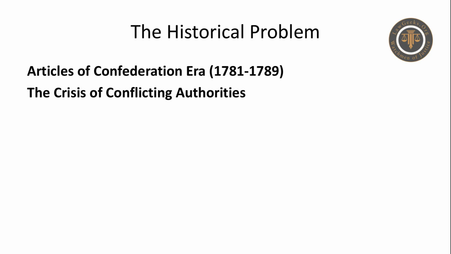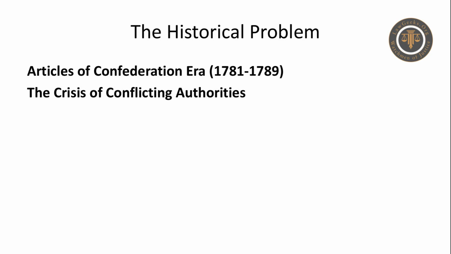From 1781 to 1789, America operated under the Articles of Confederation. This system had a critical structural flaw: there was no clear hierarchy between federal and state authority. When federal and state governments claimed conflicting powers, there was no constitutional mechanism to resolve the dispute. The result? Complete chaos. States ignored federal treaties with foreign nations.